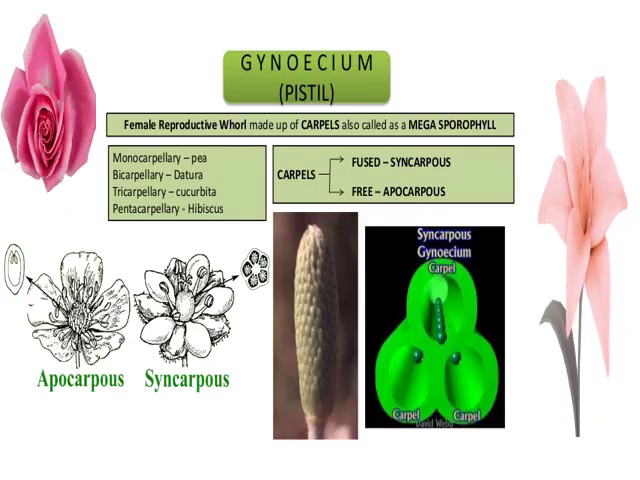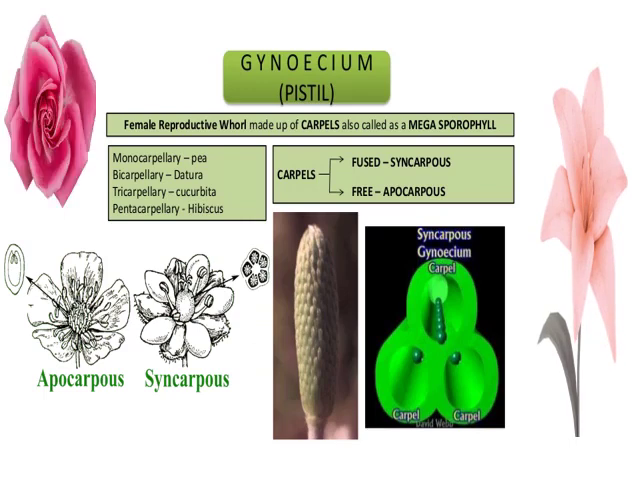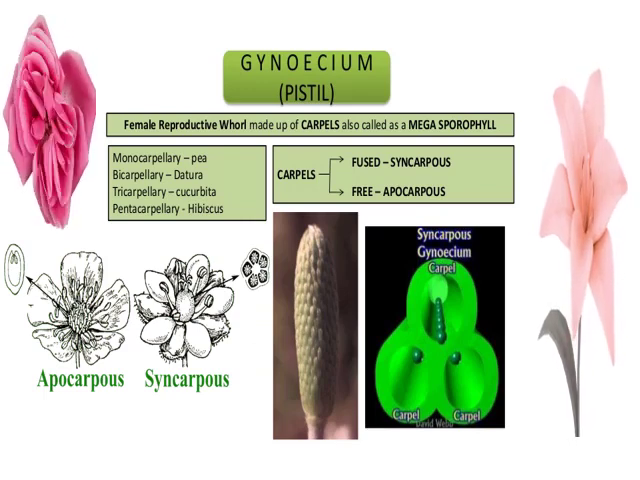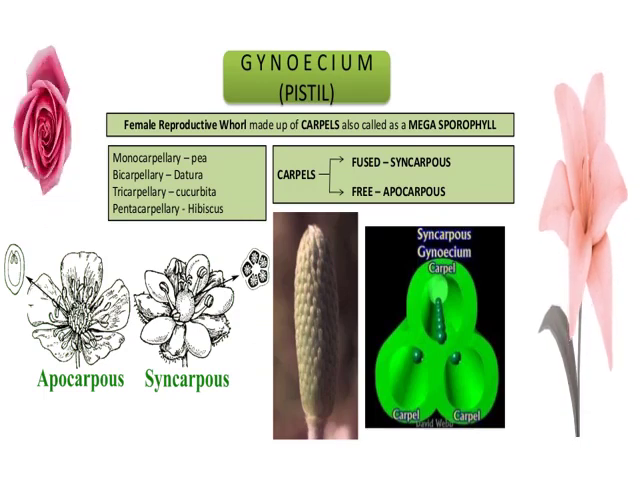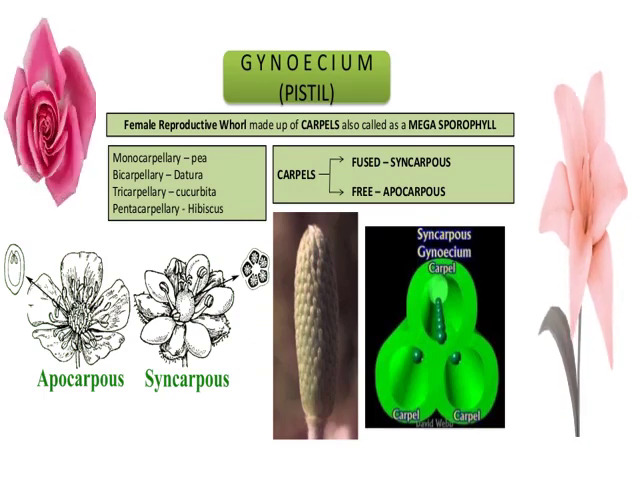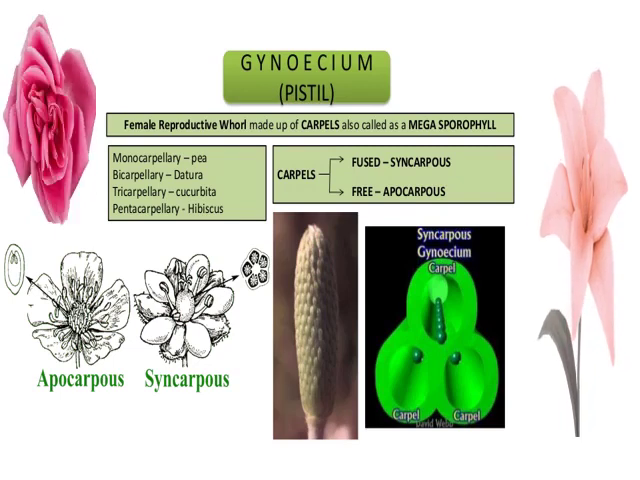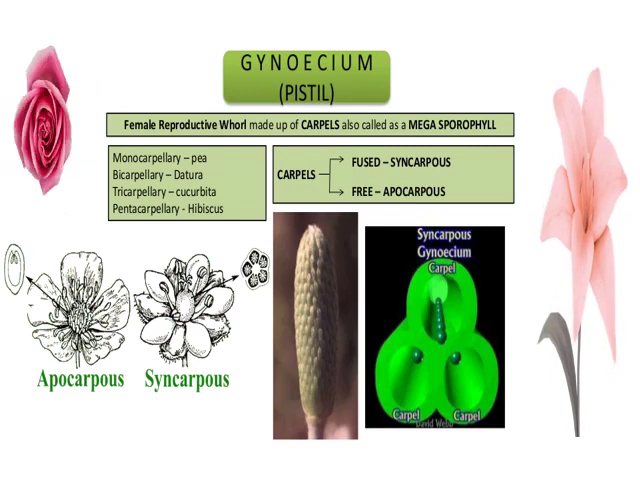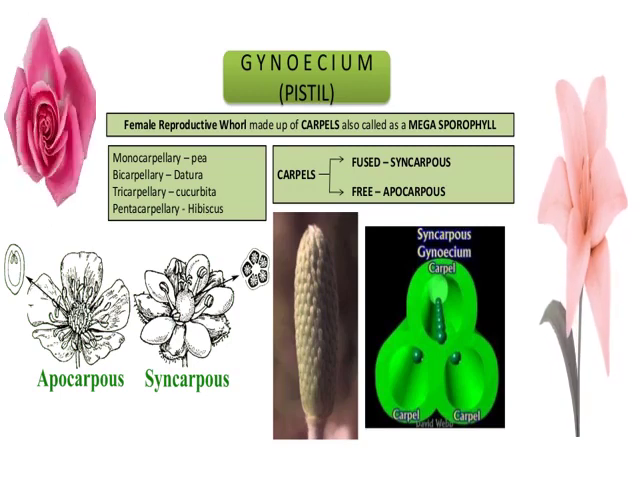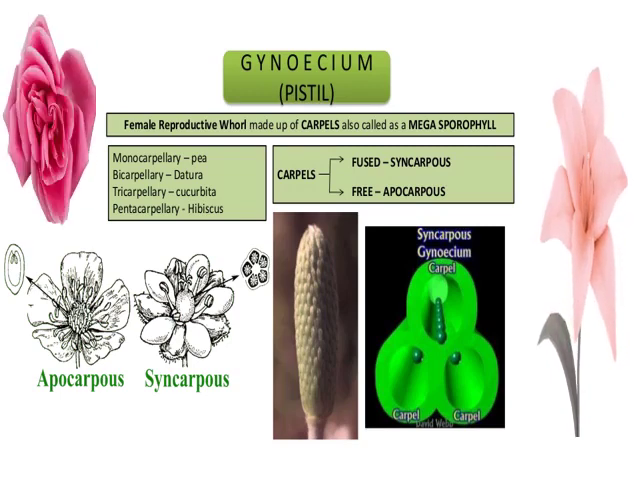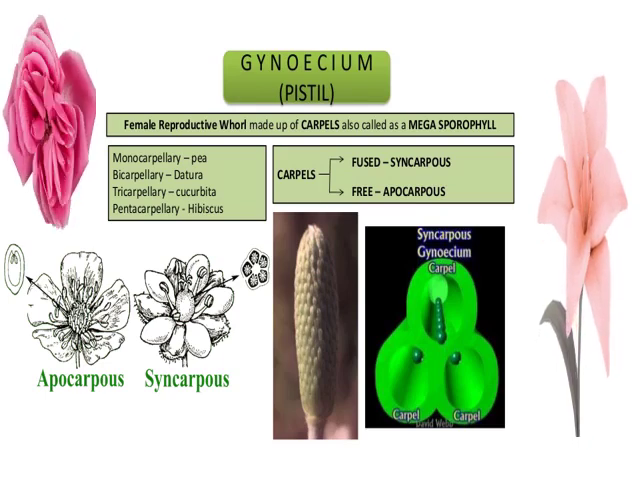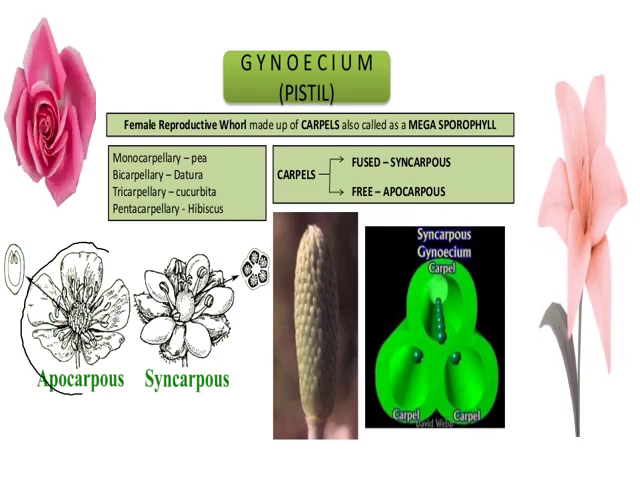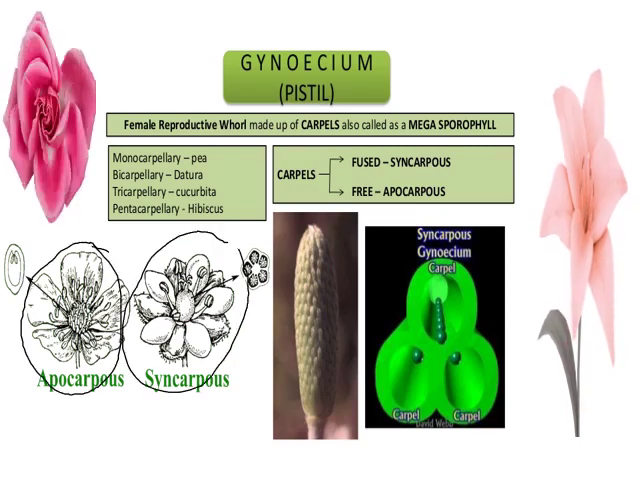Now we discuss the female reproductive whorl, that is gynoecium or pistil. The female reproductive whorl is made up of carpels, also called megasporophyll. It is further classified into two forms. If the carpels fuse together, then we call it syncarpous, and if the carpels are free, then we call it apocarpous. Here we have the figure of apocarpous and syncarpous.